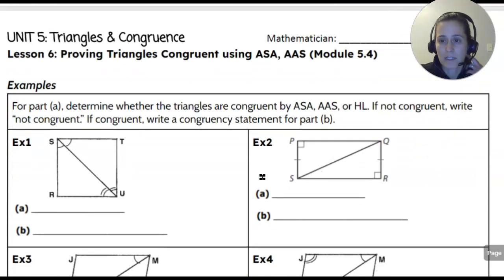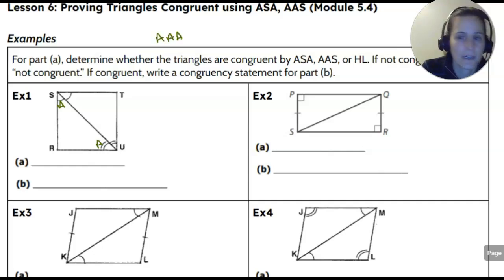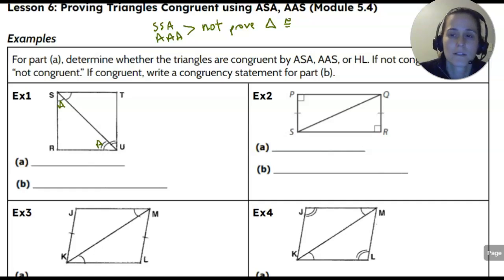Now we're going to go ahead and take a look at a bunch of examples. So in our first example, we're trying to determine if the triangles are congruent by ASA, AAS, or HL. So we have an angle down here. That means we have to have a side. Now is a good time to talk about how angle, angle, angle is not a way to prove triangles congruent. So SSA and AAA do not prove triangles congruent. These are the only 2 methods that do not work.